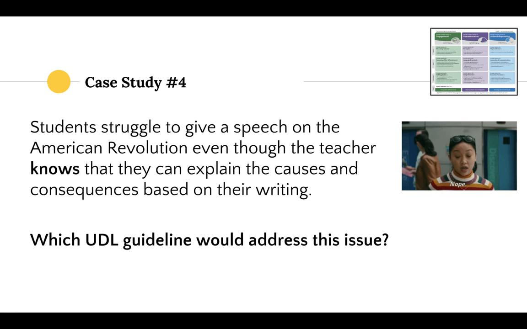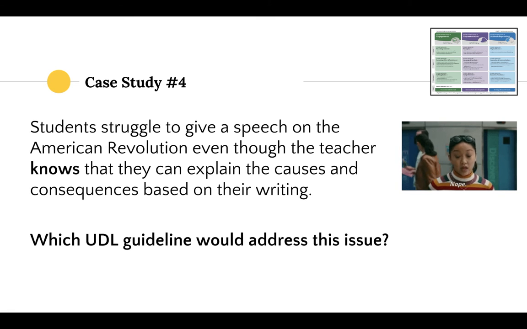Case study number 4. And again, hopefully you've had a chance to pause and think on your own. This would fall mostly under action and expression because that's how the students are showing their understanding. And you as a teacher have already known that they know the different ways because they can explain their causes and consequences in writing. But when you're asking them to deliver it in a speech, they're not able to do it. So that's where you can say like, no, it has to be a speech. Perhaps that's the goal. But how can we still be flexible with the tools and strategies?